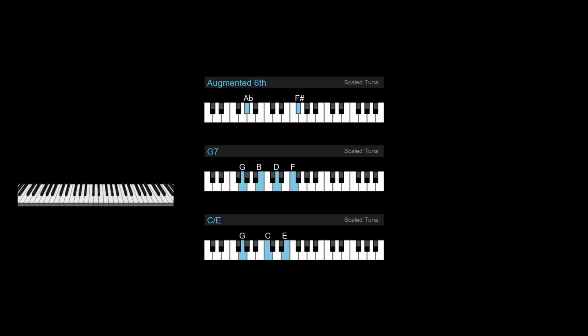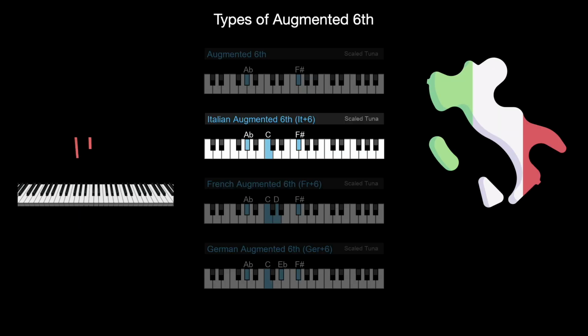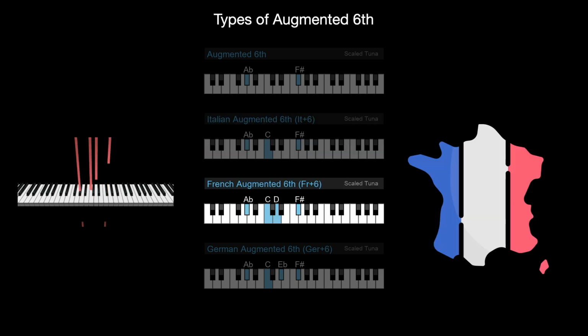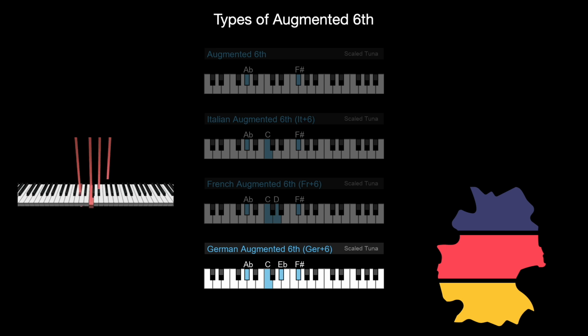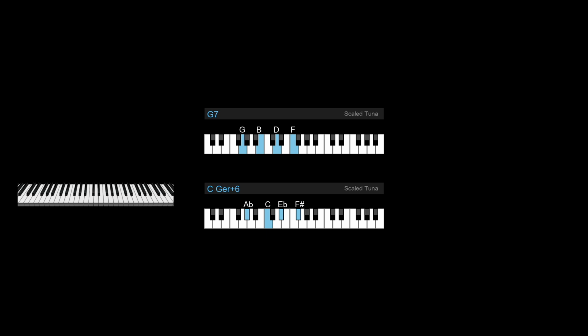To make this an Italian augmented sixth chord, we would add C. To make it French, we would also add a D. To make it German, we would use an E flat instead of the D. What makes the German augmented sixth special is that it has the same notes as A flat 7. The easiest way to find it is to get the dominant seventh chord of the current key and shift it up a semitone.